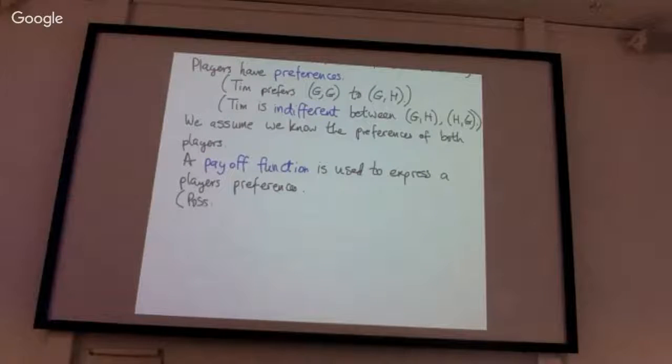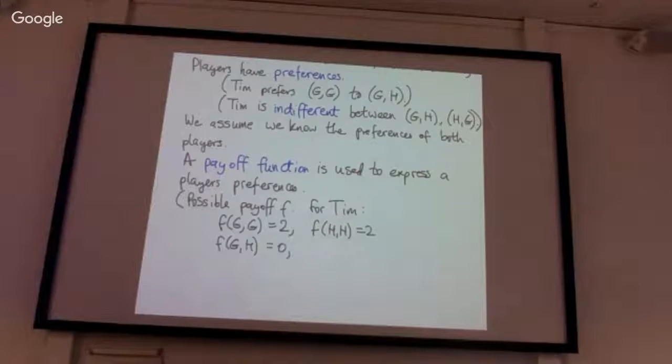So, for example, we could have a possible payoff function for, who was he, Tim, is, well, on garden, it's 2. On house, it's 2. He likes that. On garden house, it's 0 because that's less preferable. And on house garden, it's also 0 because he's indifferent between these two outcomes. Okay?